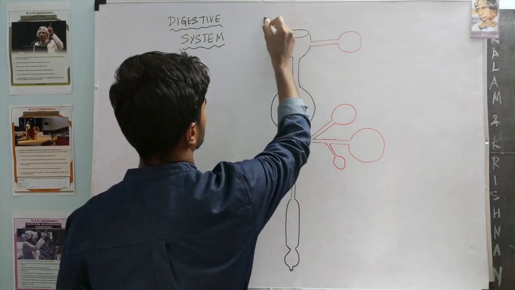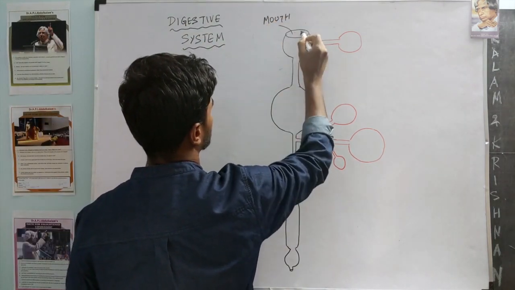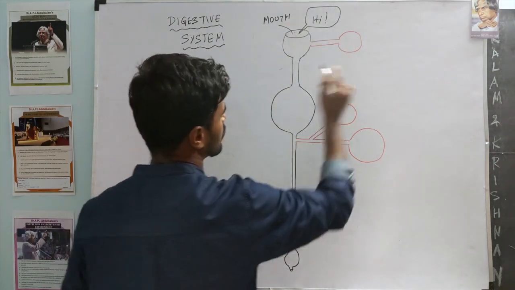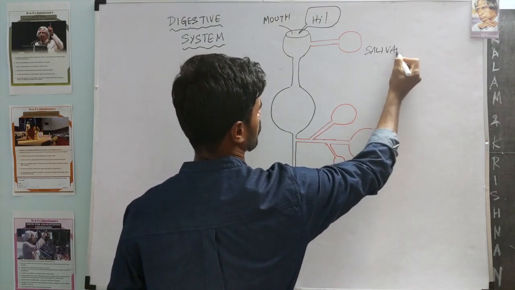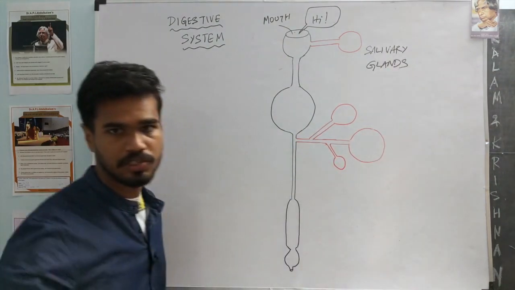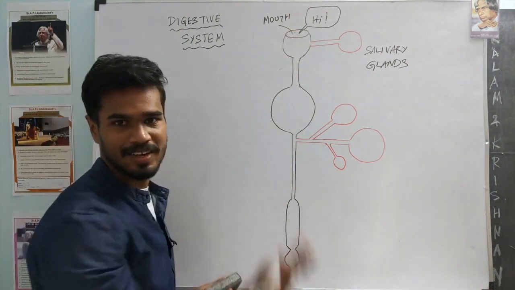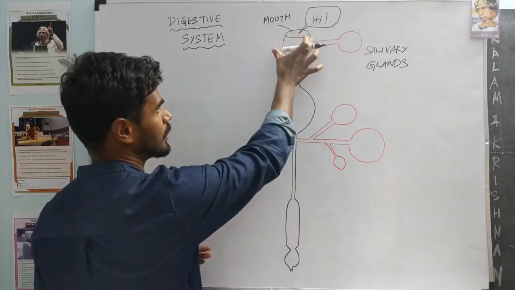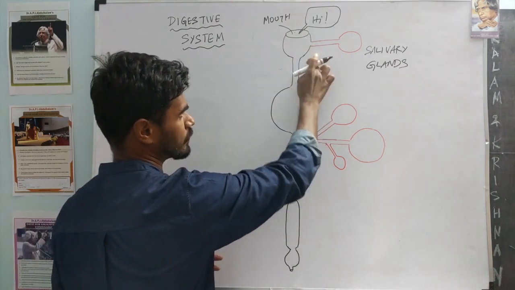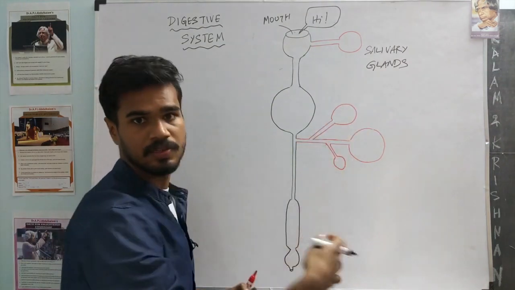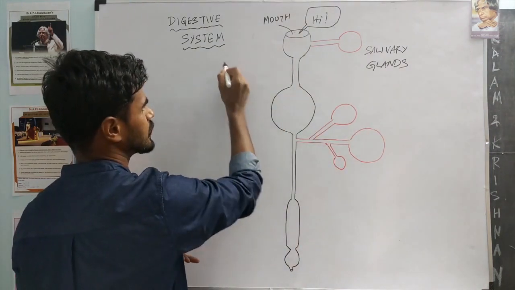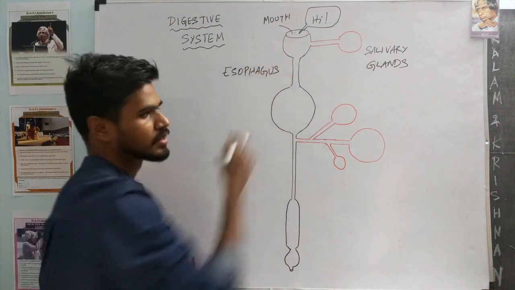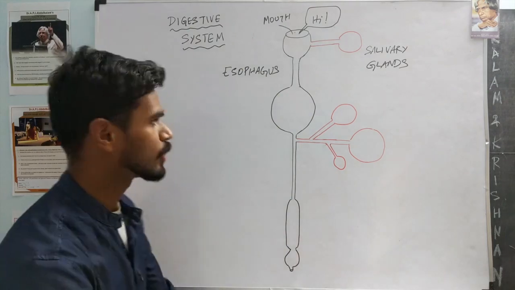Okay, so we have the mouth here, right? We have the salivary glands. So digestion of food actually starts in the mouth, right? Like we cut the vegetables and then put it into a blender. We need to chew the food. As we chew, there will be secretion of digestive fluid from the salivary glands. Okay. What follows next is the esophagus, the tube we have here, which helps us swallow.